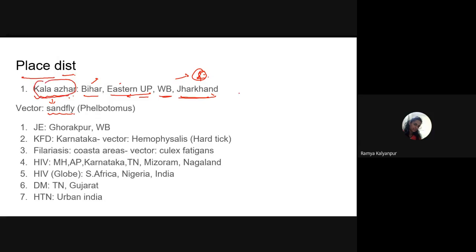Why? In other parts of India, if you come to Andhra Pradesh, Orissa or Karnataka, we don't find much of this Kala Azar. Because this vector sandfly, that is Phlebotomus, is present most commonly in the Gangetic belt area. That is the reason why more cases of Kala Azar are seen especially in these four states of India. So if you come across patients coming from Bihar, Eastern UP, West Bengal or Jharkhand, then you can expect that there are chances he may be having Kala Azar.